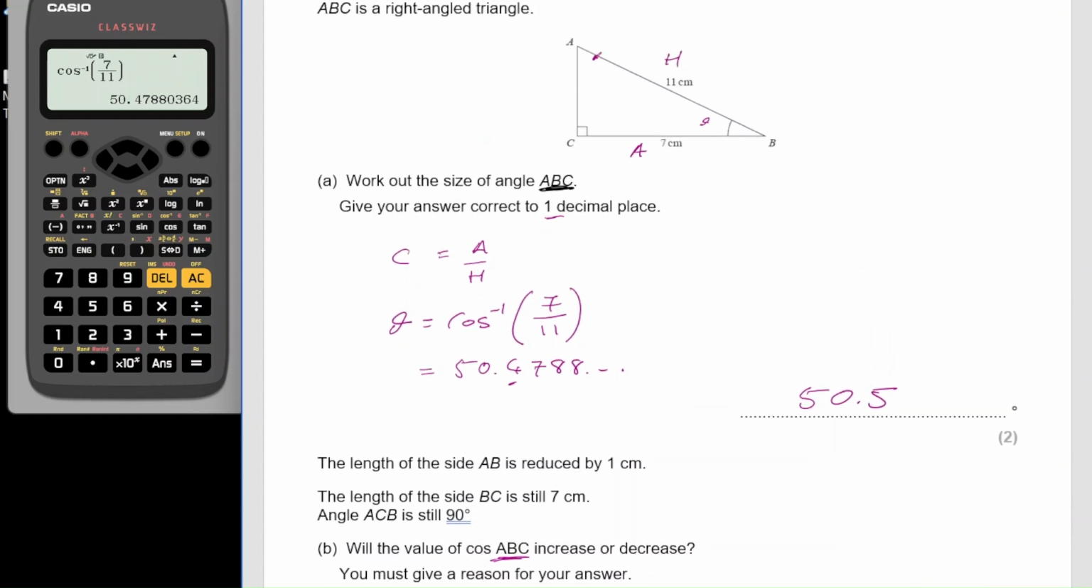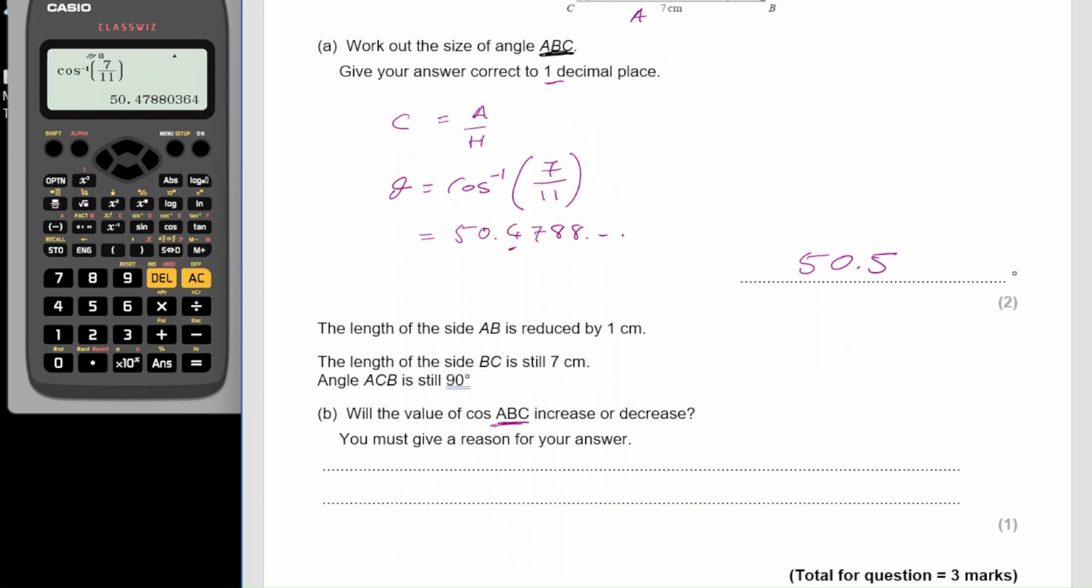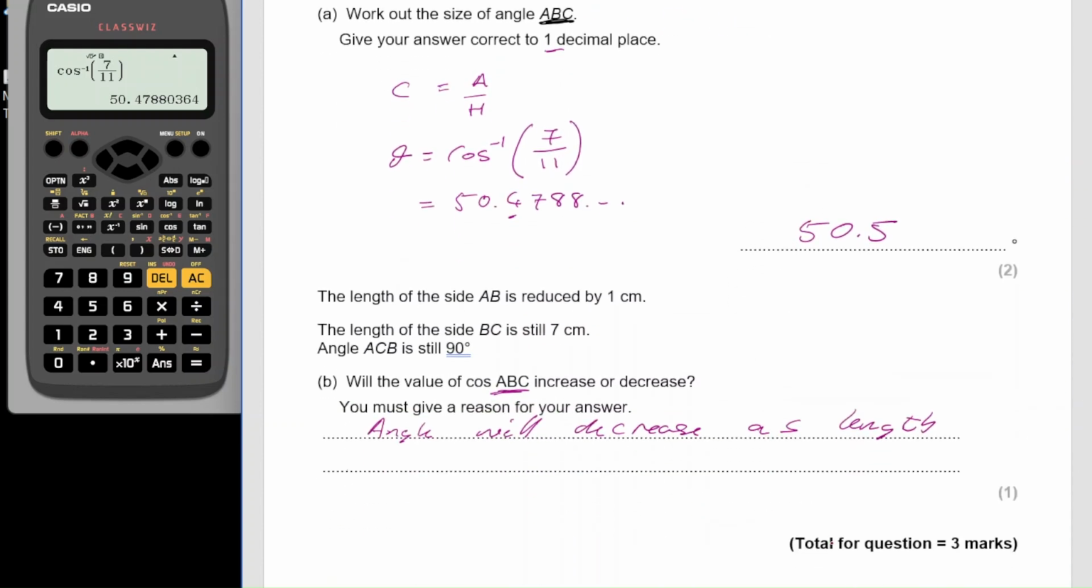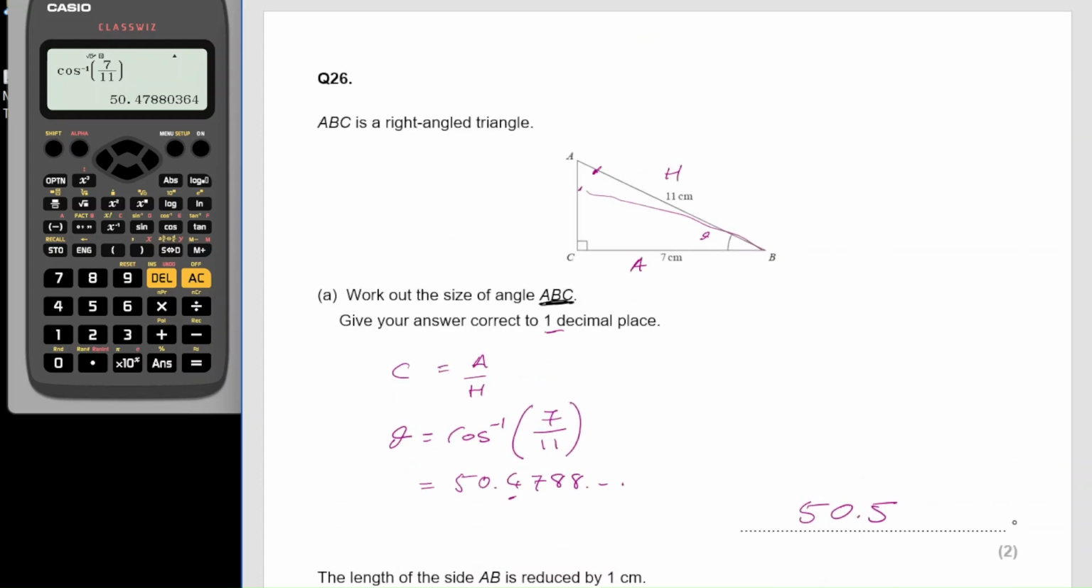Well, we've got to kind of imagine what that means. That length has decreased, so the angle will decrease, as the length AC will also need to decrease. So that's what would happen to the angle.